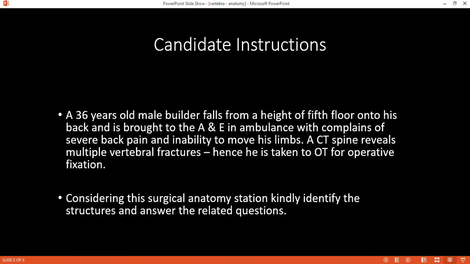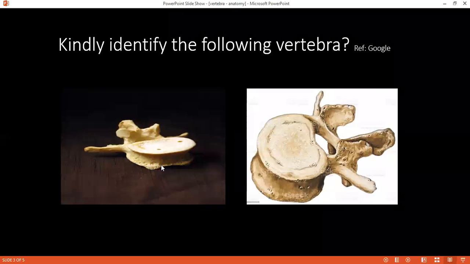Right. So if you have read and understood, considering a surgical anatomy station, kindly tell me if you can identify these vertebrae, and if you can tell me the difference between the right and the left. Yes, please.